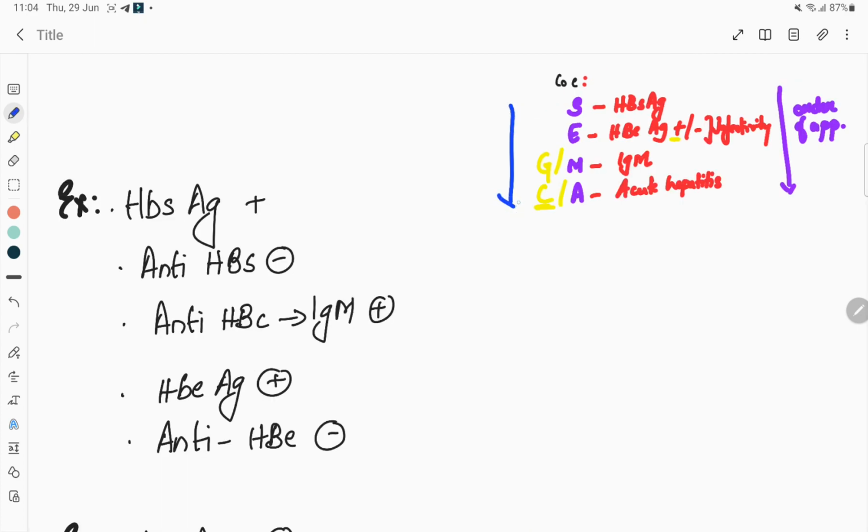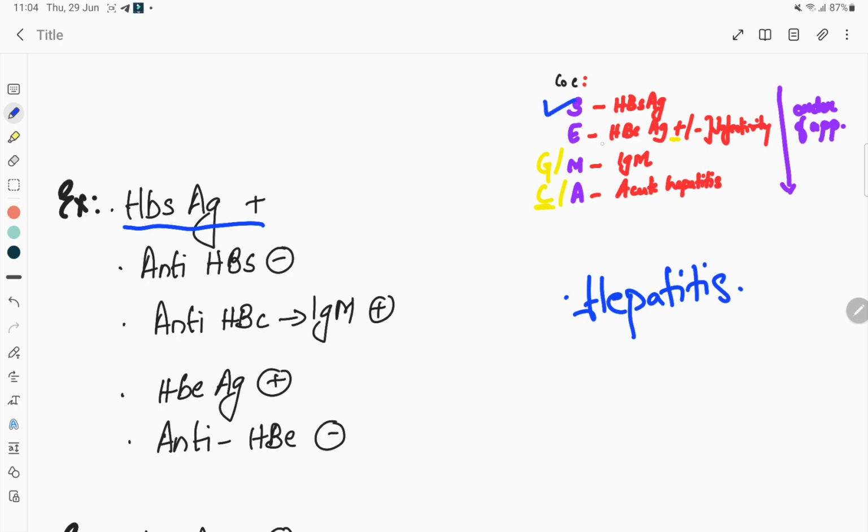Go in this order, guys. I have copy-pasted the code for you here. First you see, is HBsAg present? In this example, HBsAg is positive. I'll write the interpretation here. It means that yes, the patient is suffering from hepatitis. Clear?